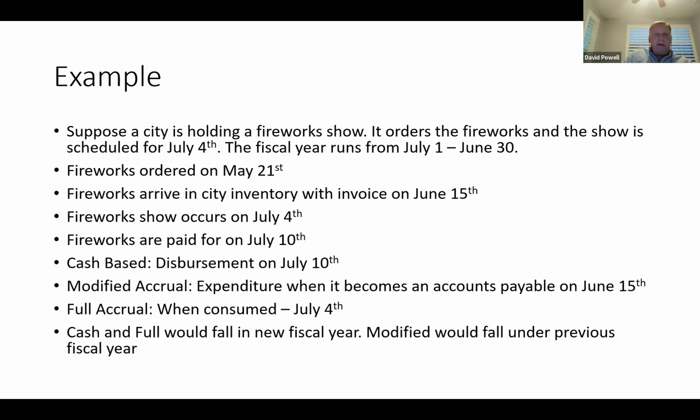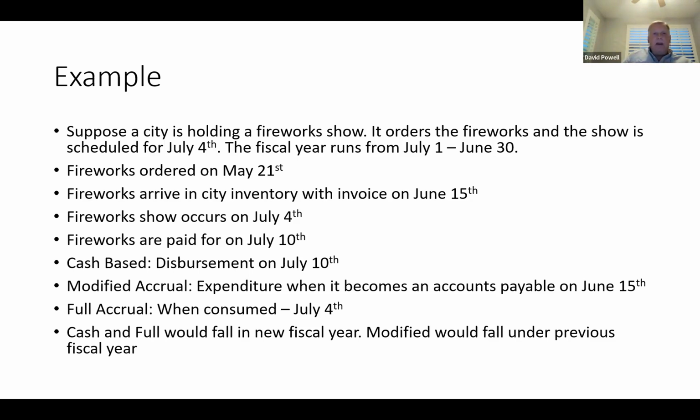So you've now received the inventory, and there's now a legal liability that you have to pay for those fireworks in order to abide by the contract. And that happens on June 15th. The fireworks show occurs on July 4th. So the fireworks are then used up during the fireworks show on July 4th. And the city then pays for the fireworks, cuts the check on July 10th.